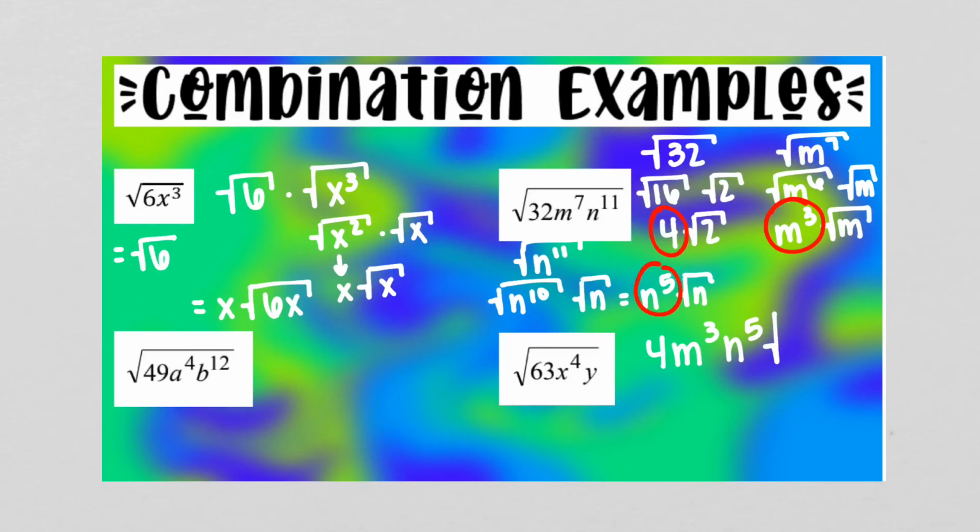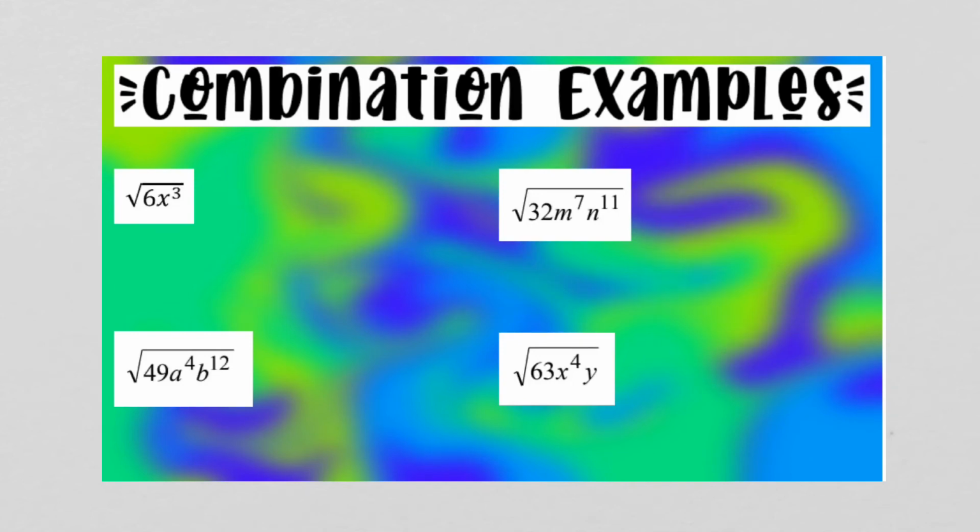So now everything on the inside, I have the square root of 2, the square root of m, the square root of n. All we do is write that all underneath the sign. So 2mn, and here's your final answer. It looks nasty, but that's all you have to do. Don't have to do anything else with it.